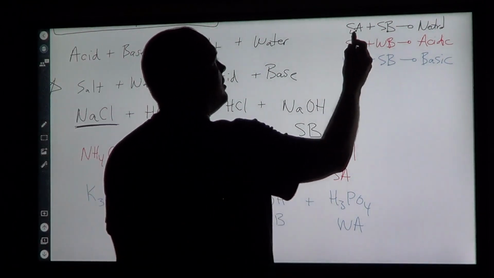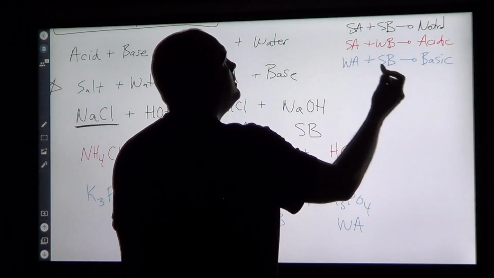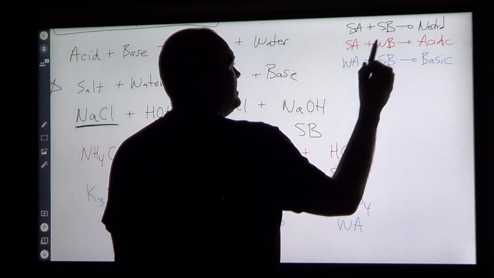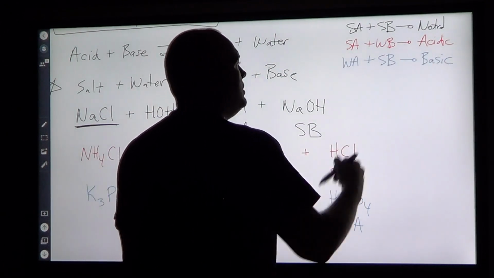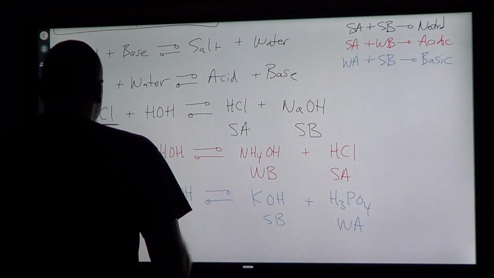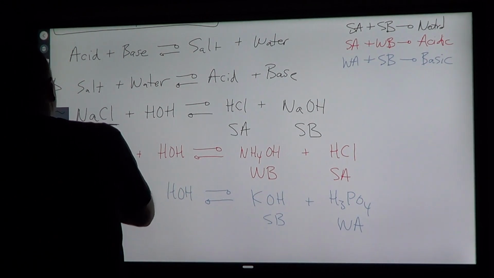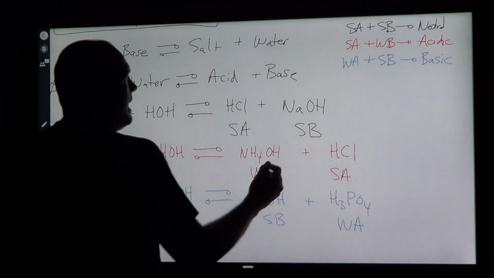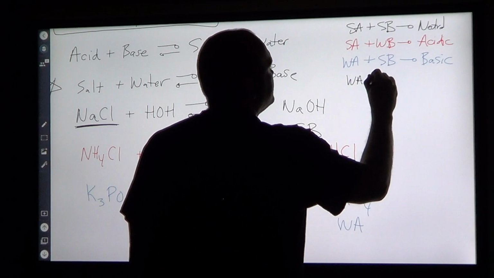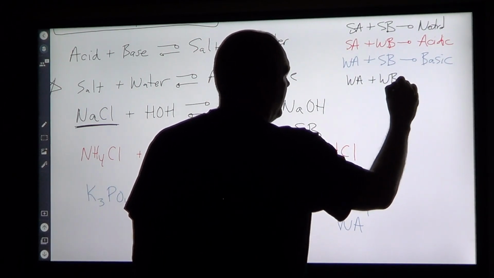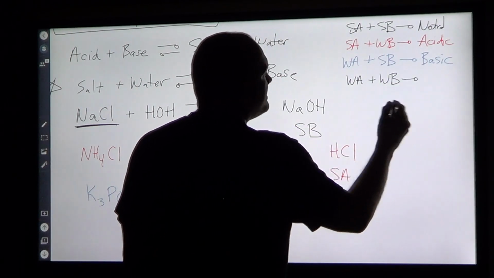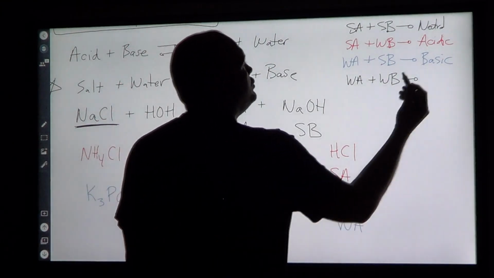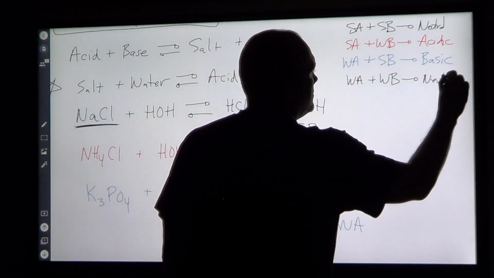Okay? So these are the 3 possible answers to any salt hydrolysis question. You're either going to get a strong acid and a strong base, which is neutral, strong acid, weak base, which is acidic, or a weak acid and a strong base, which is basic. Okay? And every year, kids always want to ask the question, well, what happens if it's a weak acid and a weak base? For my class, if you ever get that, just say it's neutral.